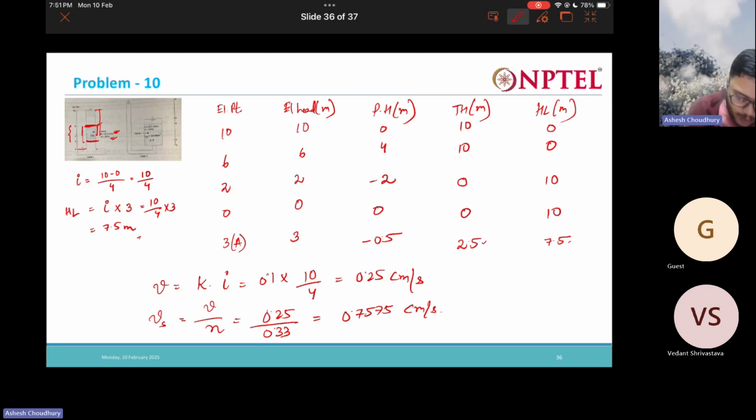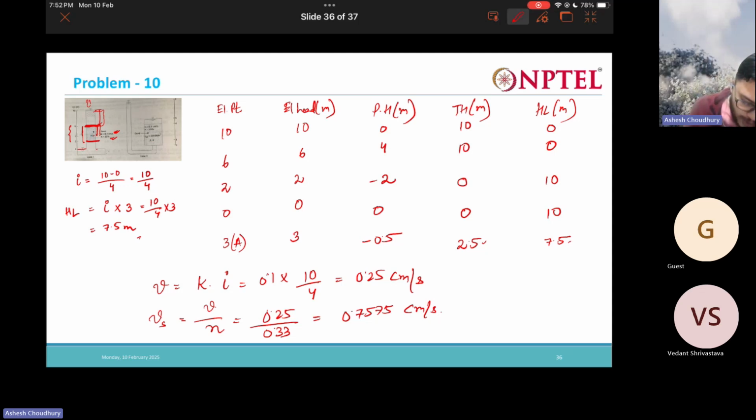First, at the top point we know elevation head is 10 and pressure head is 0 because nothing is above there. So total head, which is elevation head plus pressure head, becomes 10. Head loss is 0, no head loss here. Now at level 6, elevation head is 6, and the pressure head is 4 because you have a 4-meter high water column above it. 6 plus 4 is 10, again head loss is 0.